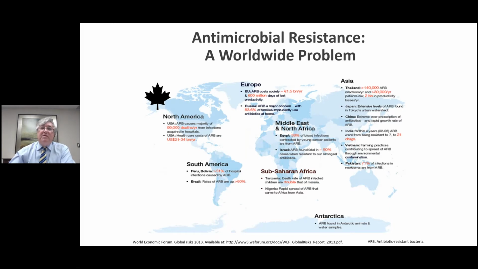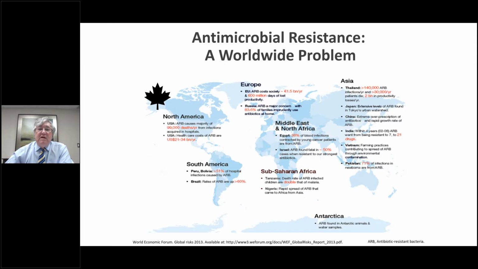So I just wanted to put, it is a worldwide problem. It's not just in Canada. It's maybe a little bit hard to see on this little map of the world here, but in the United States, over 90,000 deaths per year are attributable to infections in hospitals. And healthcare costs because of antibiotic or antimicrobial resistant bacteria are somewhere between 20 to 34 billion dollars per year.